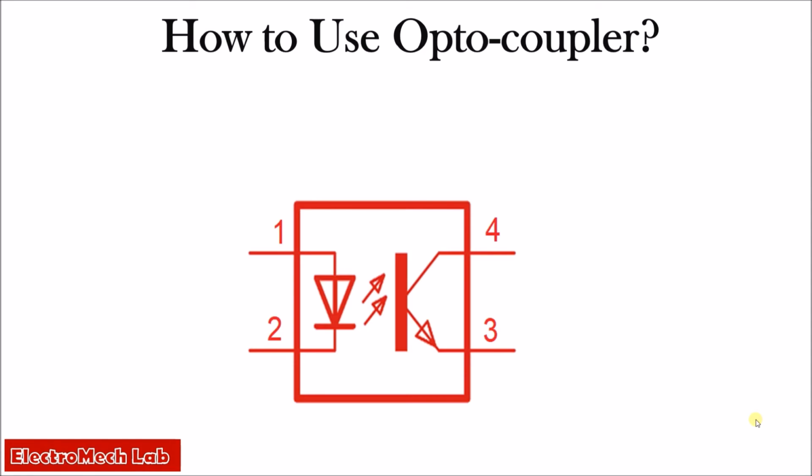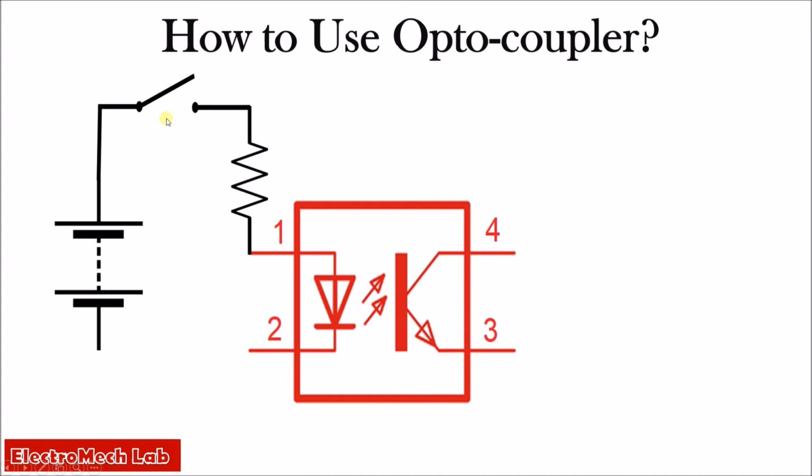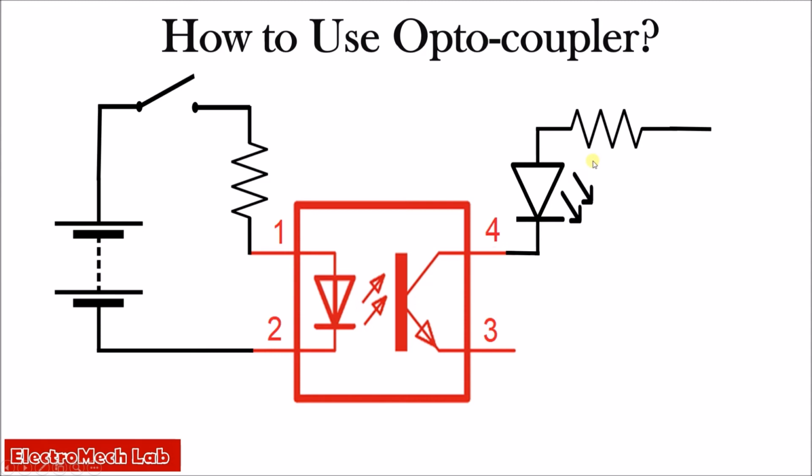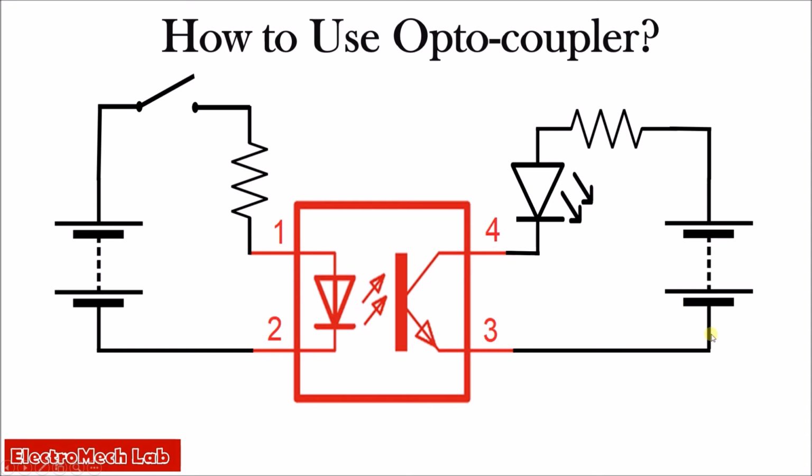How to use optocoupler? This is the circuit of optocoupler. I connect one resistor on pin number 1. Then I connect a switch or button and then a battery, and negative of the battery is to be connected to the pin number 2. Now connect an LED to pin number 4 and connect a resistor on the anode of this LED. Then connect a battery and negative of the battery to be connected on the emitter means pin number 3.